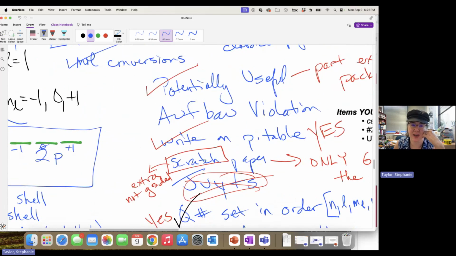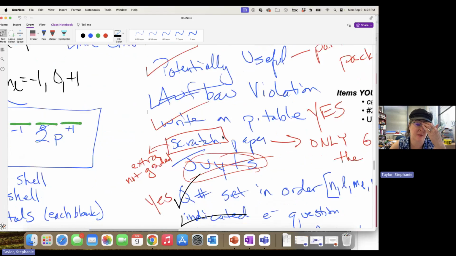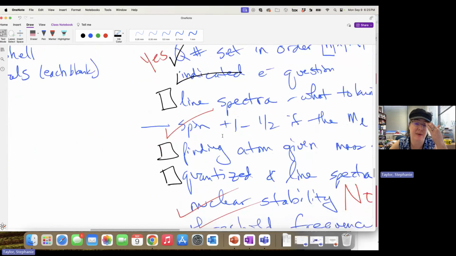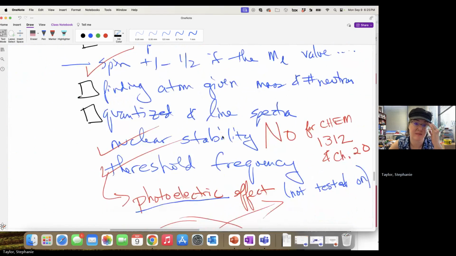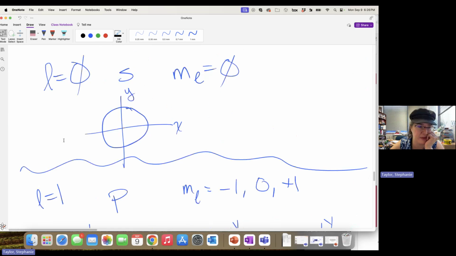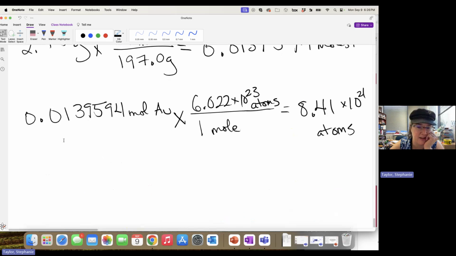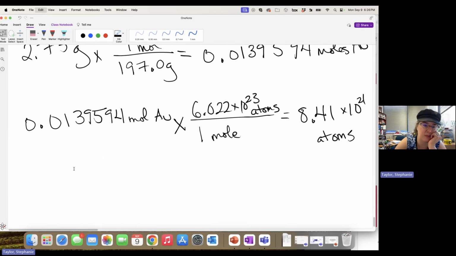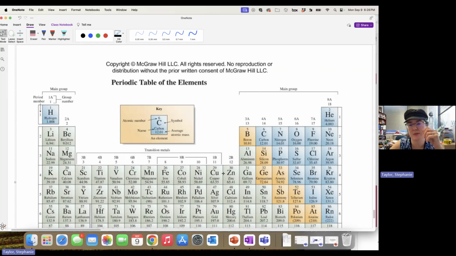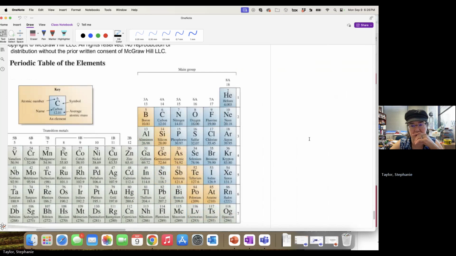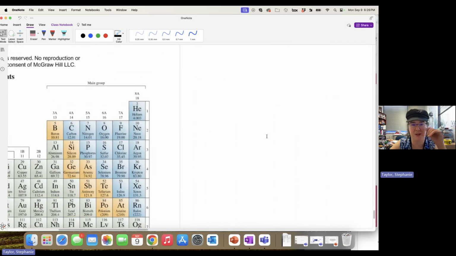Emission spectra. Okay. Aufbau violation, did that. Line spectra. Finding the atom given the mass and the neutrons. I think I can actually do that one in the 4 minutes I've got. I do, however, need a periodic table. What happens if I paste this? Yes, the periodic table. Great, because I'm going to need that.